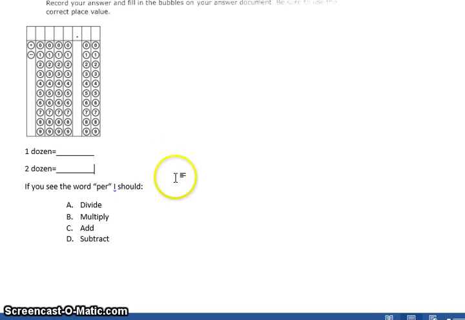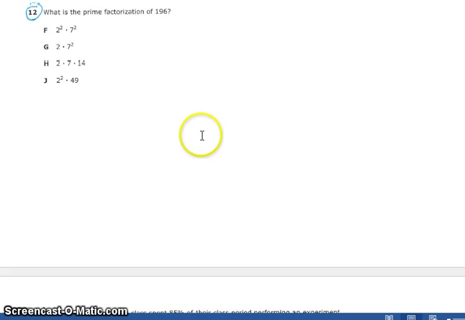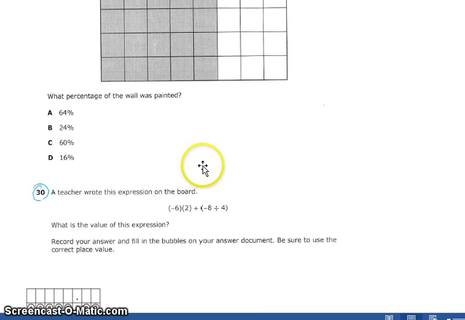At this point, if you're done, you can go ahead and go back and check over your answers, making sure you bubbled correctly and that you marked every single answer on the sheet while you were working through these problems. Thank you.